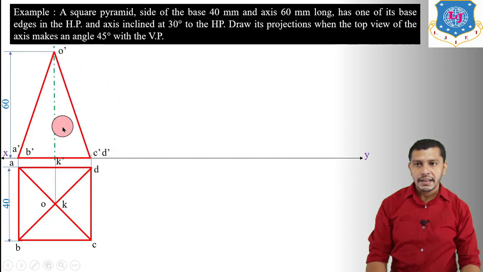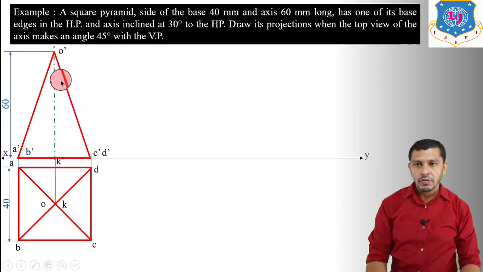And if we want to incline the axis 30 degree to the XY reference line, we will incline the base of the pyramid 60 degree to the XY reference line, because right now axis and base are perpendicular to each other. So if we incline the base at an angle of 60 degree, the angle of the axis will be 30 degree.